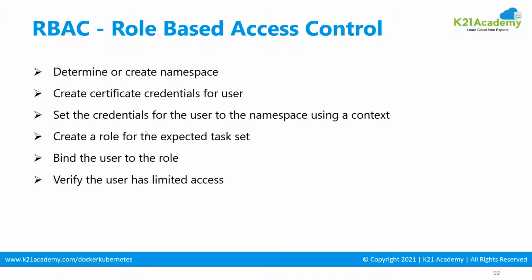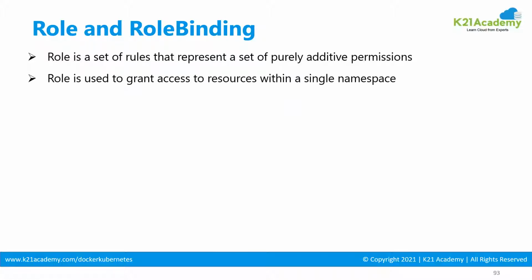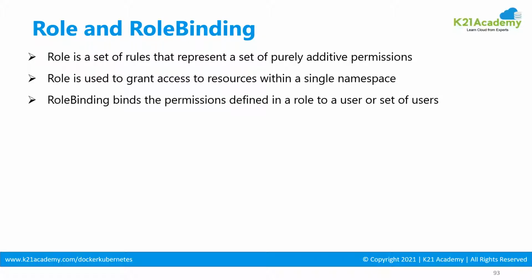RBAC: determine or create a namespace, create certificate credentials for a user. That we have done. Let me check if anything is left out. Role and role binding we have seen. A role is a set of rules that represent a set of purely additive permissions. A role is used to grant access to resources within a single namespace. Role binding binds the permissions defined in a role to users. This we have seen.